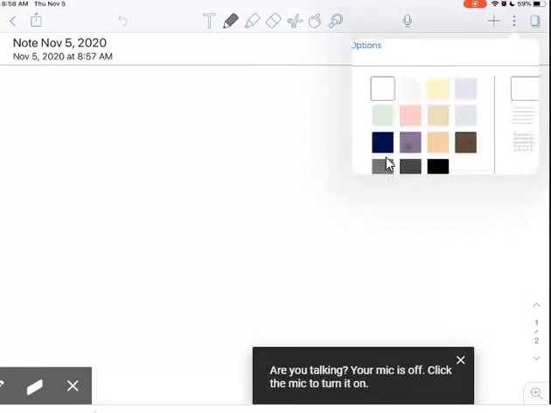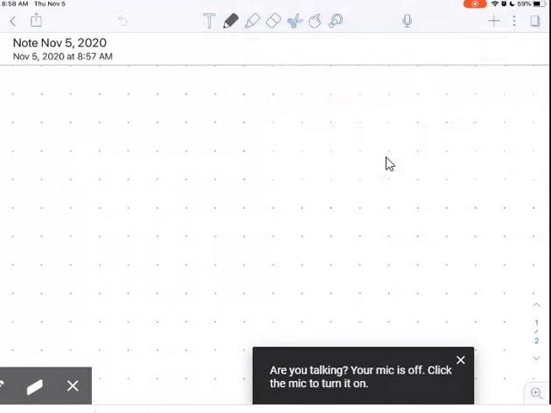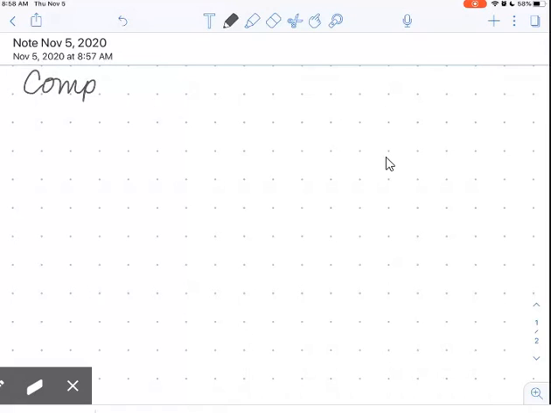The title of today's notes is complex numbers. And what I mean by complex numbers is what is often referred to as imaginary numbers. They include imaginary numbers. So if you want to write imaginary, that's what I mean by complex.